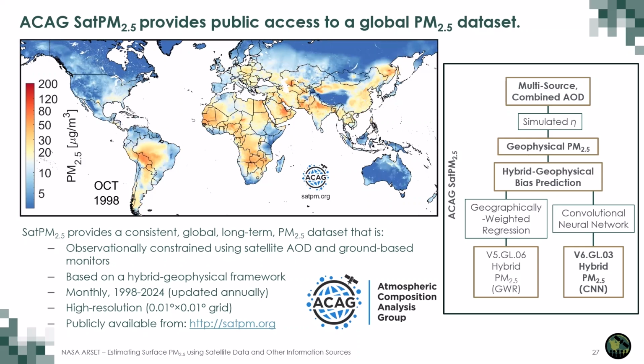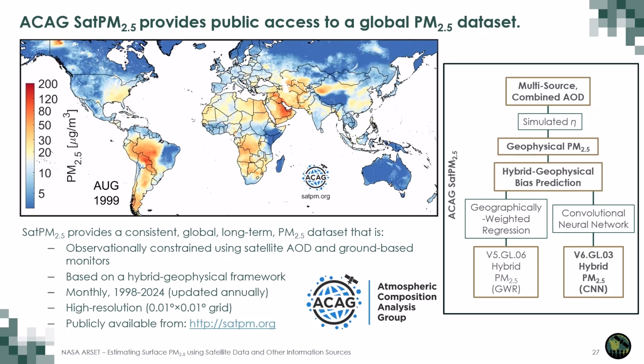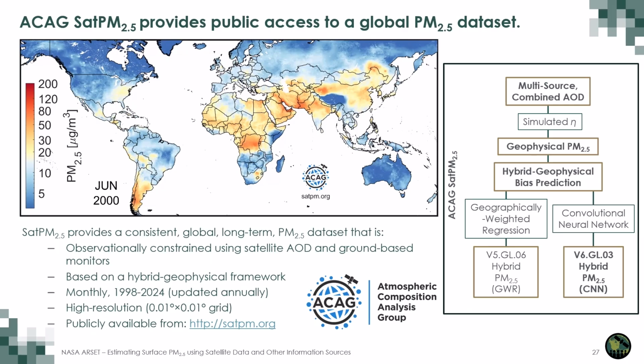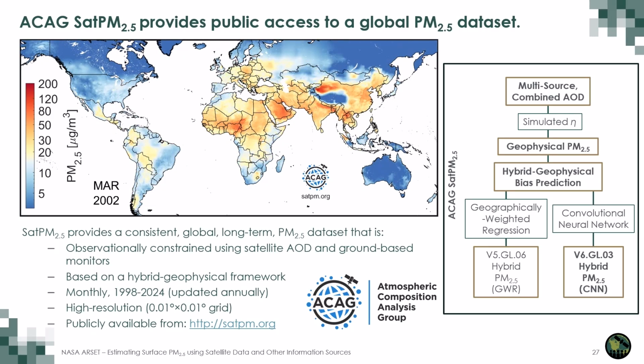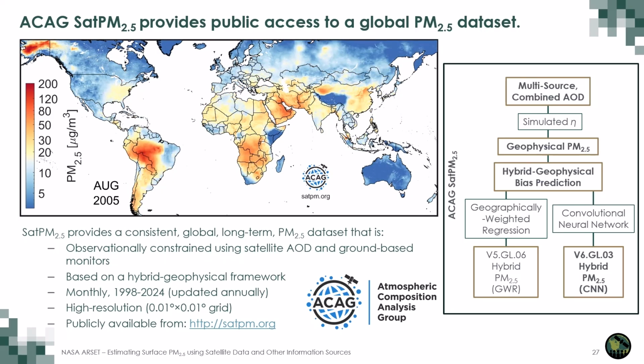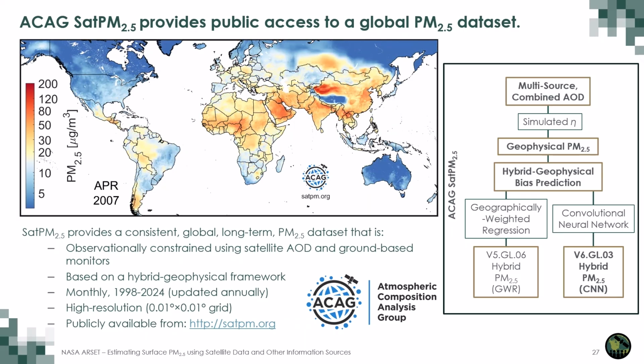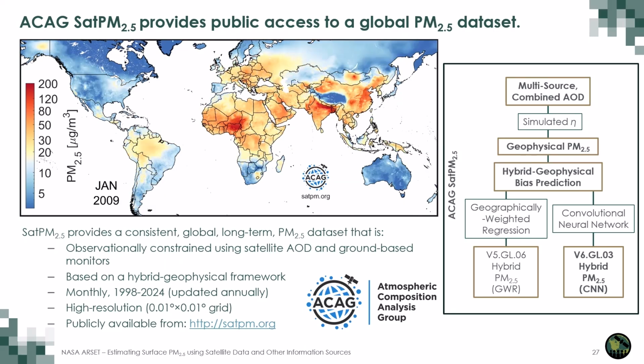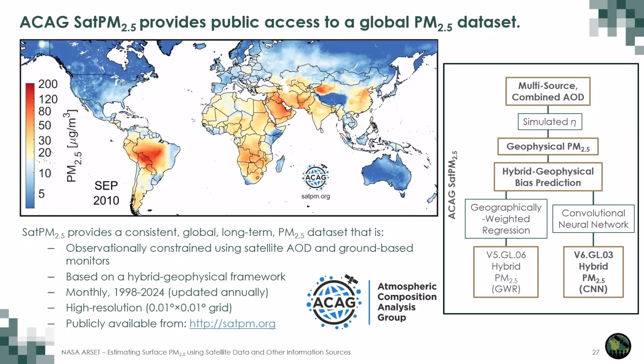The SAT PM2.5 data product is the culmination of 15 to 20 years of research using aerosol optical depth to estimate near-surface PM2.5 concentrations. The goal of this long-running project is to provide a consistent, global, long-term PM2.5 dataset. In its current iteration, it is observationally constrained using both satellite AOD and ground-based observations within the hybrid geophysical framework that we've been discussing. It is monthly with regular updates provided annually and at a fairly high resolution on a 0.01 degree grid, which is about 1 kilometer.